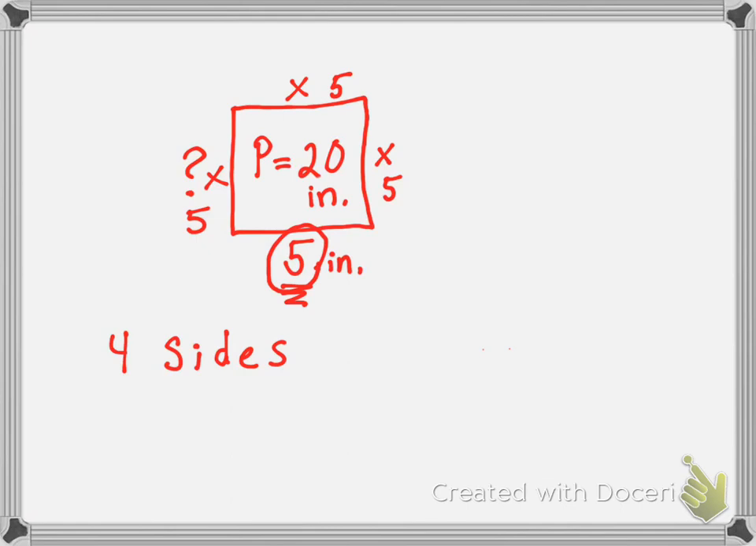And if we tested this out, how many sides? 4 sides. How long is each side? 5 inches. So what is 4 times 5? 4 times 5 is equal to 20. And that's what we have. The perimeter of this square is equal to 20 inches.